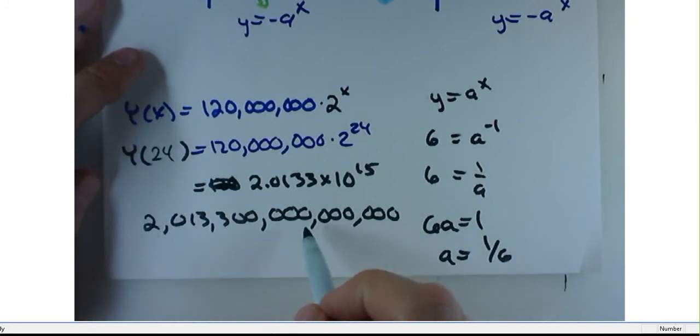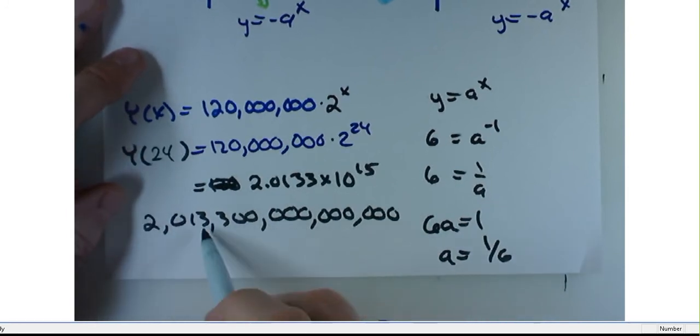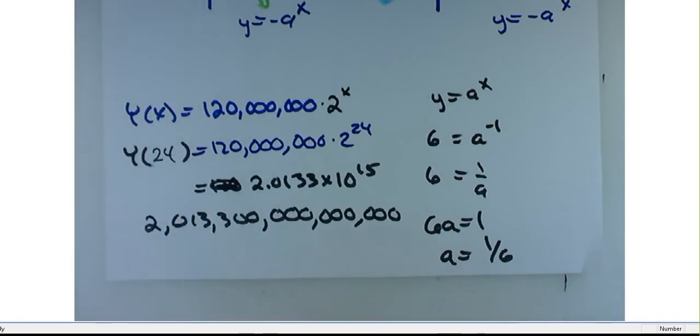So that number is millions, billions, trillions, quadrillions would be all the way out here. It's a big number. I'm not sure what they're going to want you to put in WebAssign. I hope they don't want you to keep all the significant digits.